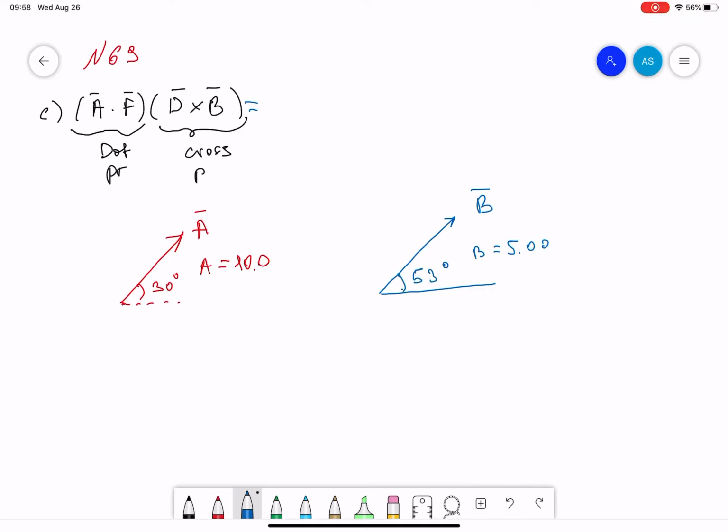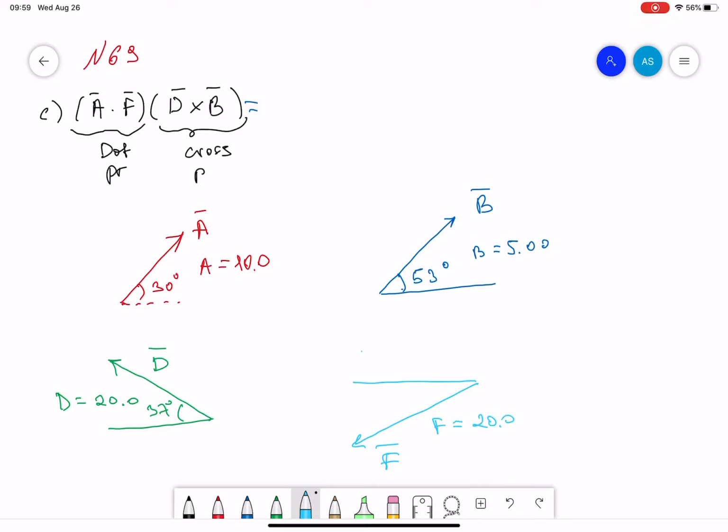We also have a d vector. The magnitude of the d vector is equal to 20, and the angle is 37 degrees. And finally we have the f vector. The magnitude of the f vector is equal to 20, and the angle is 30 degrees. Okay, now let's start solving this problem.